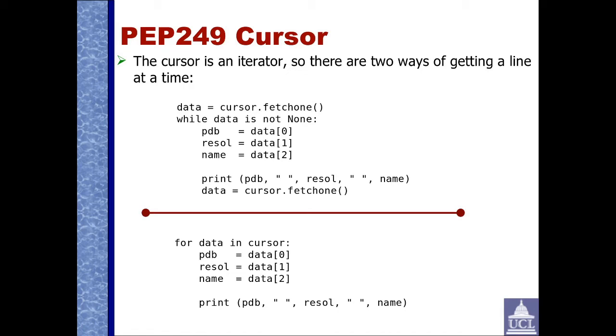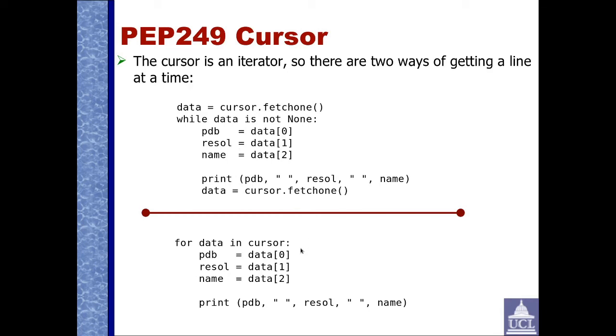So to get a line at a time back from a database, we can say data equals cursor.fetch1. That would get a single row back. And then we can say while data is not none, extract our items of data, print them, and then do another data equals cursor.fetch1, and that would then loop round until cursor.fetch1 returned nothing.